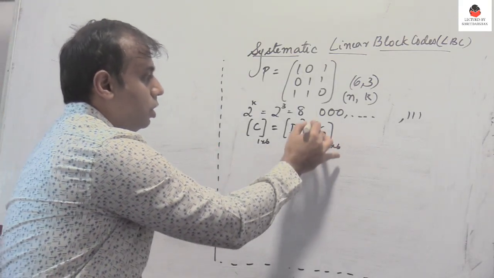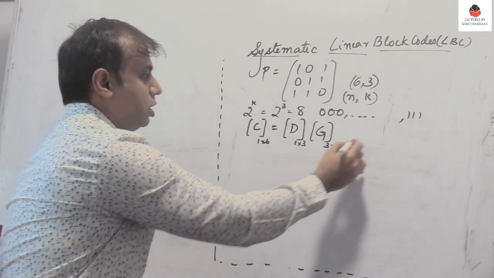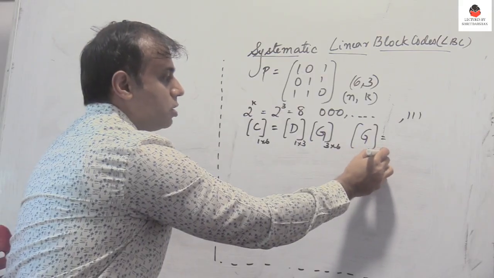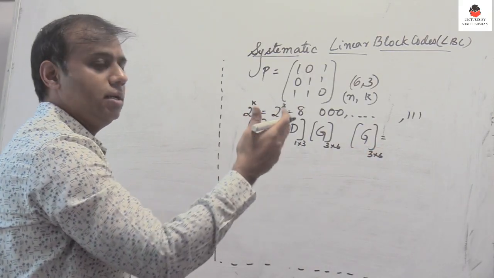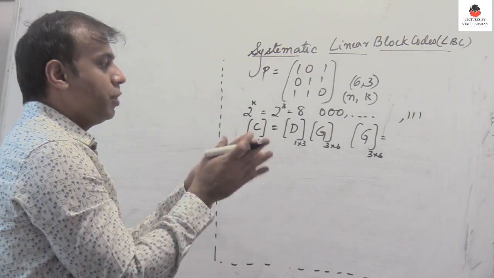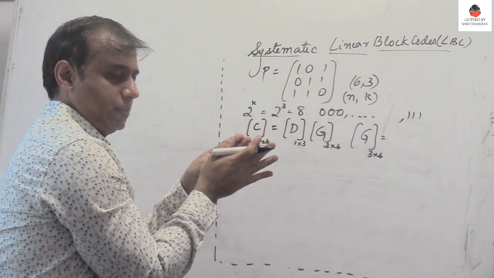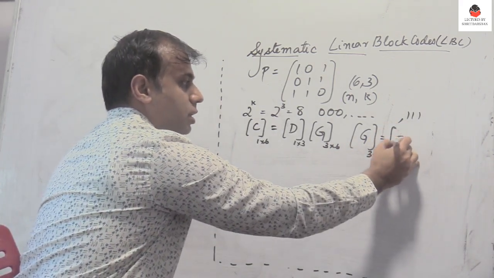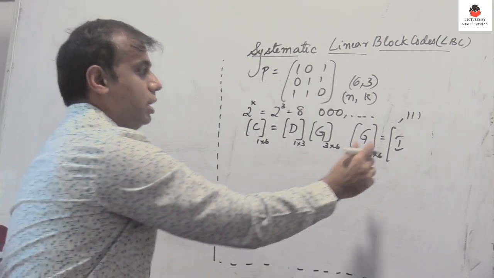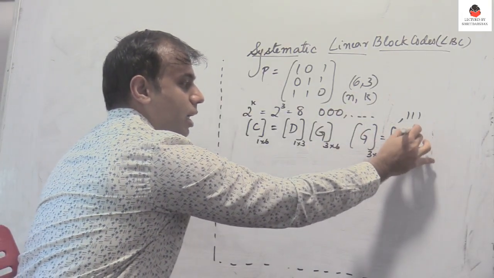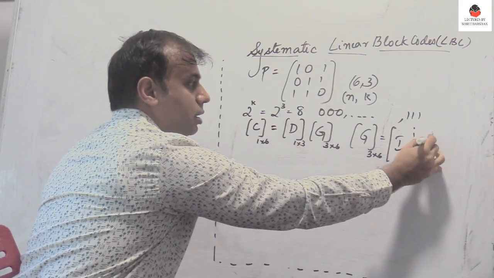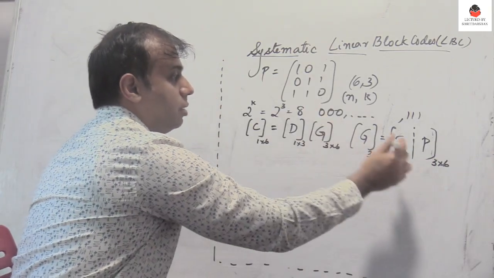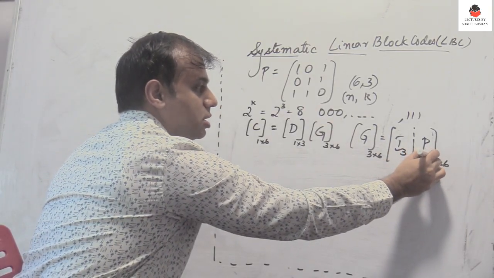So now, what about this generator matrix? The generator matrix G is of order 3 cross 6. That means there are 3 rows and 6 columns. Now, if I want to place the data at the beginning, for the generator matrix, which is 3 cross 6, I have the identity matrix of order k. Here k is 3, so it is going to be I3 followed by the parity matrix. So this is going to be 3 cross 6 because the parity matrix is of order 3 cross 3.